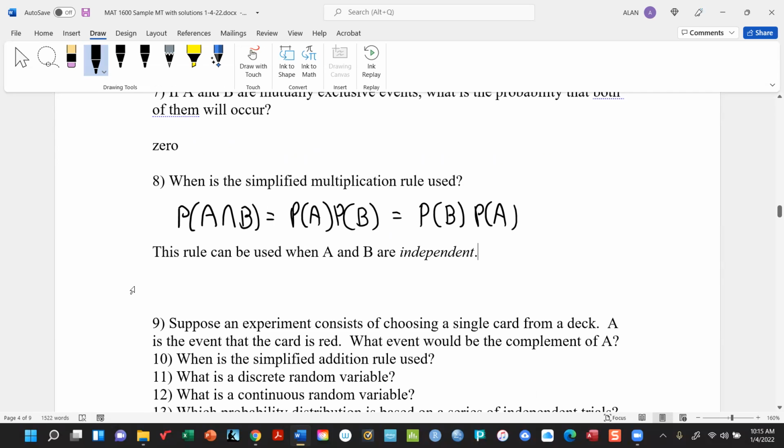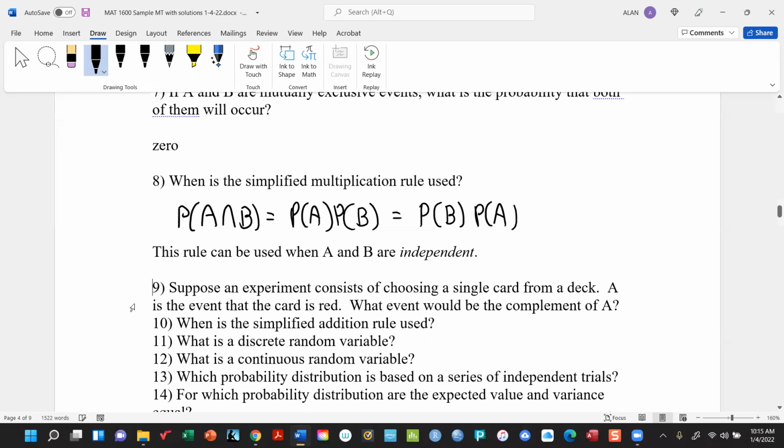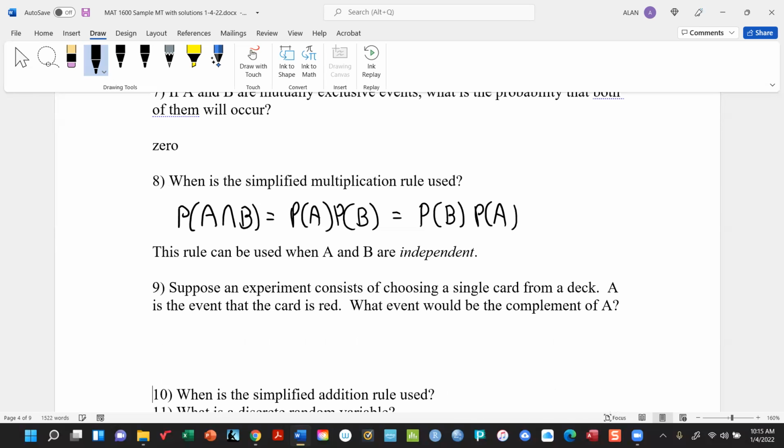Now, an experiment consists of choosing a single card from a deck. A is the event that the card is red. What would be the complement? Well, you could define event B as the event that the card is black. B is the complement of A.